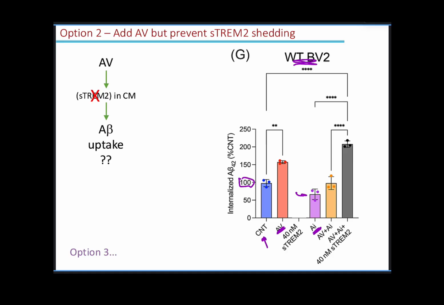That's fine, but what really matters here is that when they added AV plus the inhibitor, now those cells did not show an increase in A beta uptake. Now those cells could not uptake A beta better. Even though they're exposed to AV, if you don't let those cells shed TREM2, they won't uptake A beta. And then the last one, which is interesting, I had shown this bar before. It's all part of the same graph.